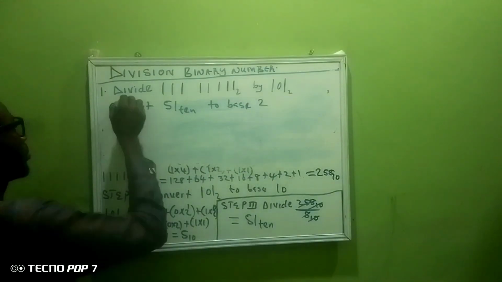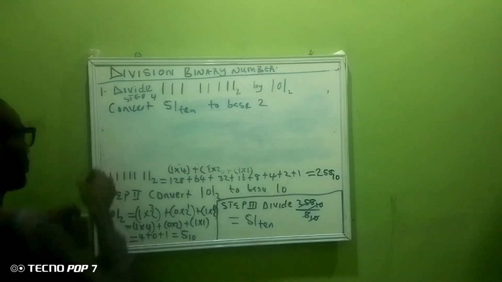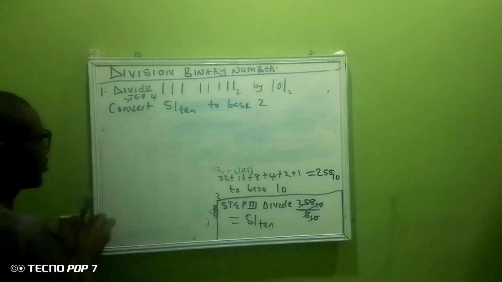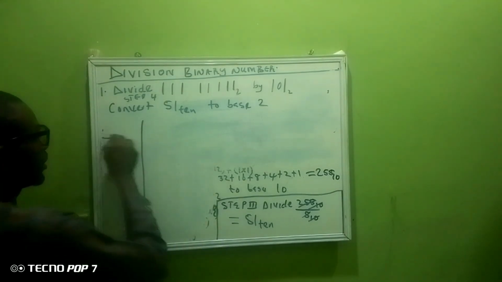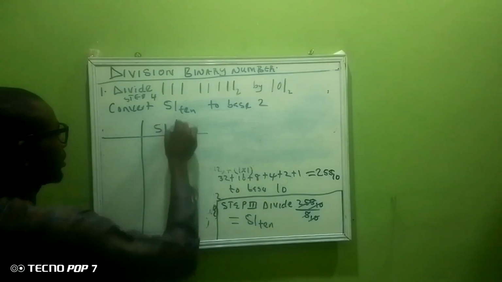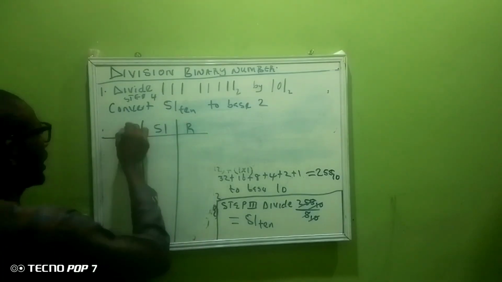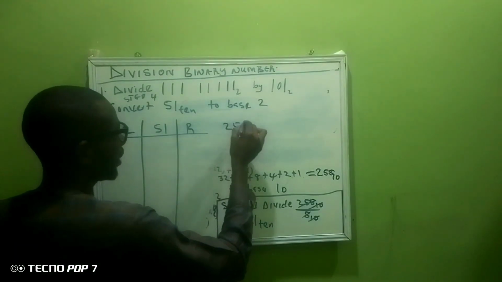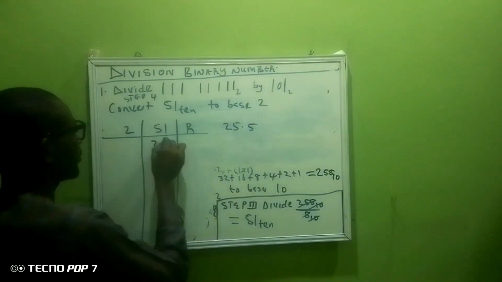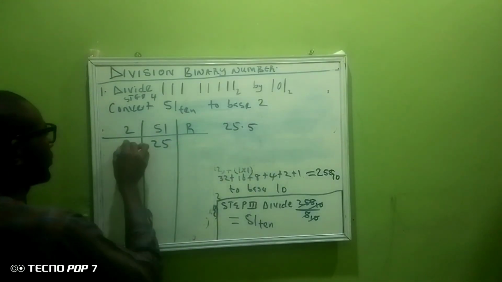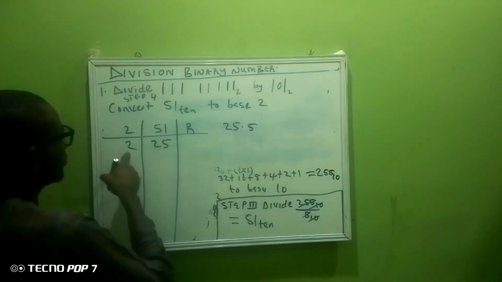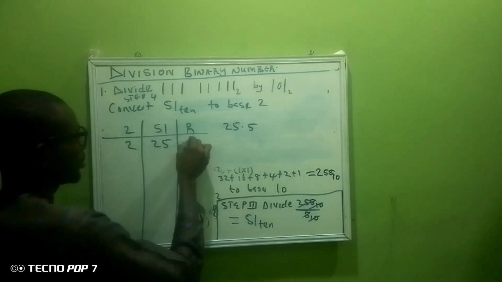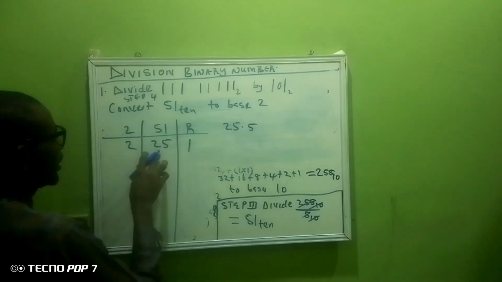And how do we do that? That is the next step, Step 4. For us to do that, we are going to rule our line like this. Then we put 51, with our remainder here, and 2 here. So 51 divided by 2 will give us 25.5, so we write down 25 and leave the .5. Now 2 times 25 is 50. Then 51 minus 50 gives us a remainder of 1.